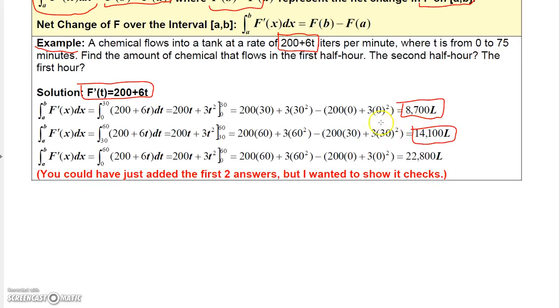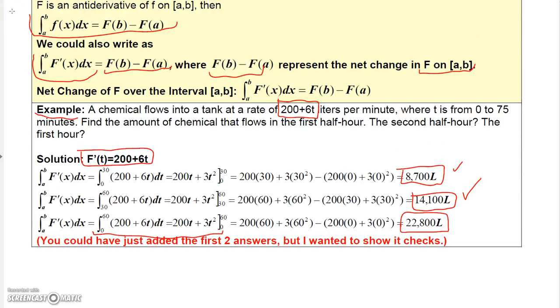Now, to find the net change over the entire hour, I don't really have to do the integral like I did here, integrating from 0 to 60, because I already have the net change for the first half hour and the net change for the second half hour. So you would just add these together and you get 22,800 liters. But if you do it this way, it works as well. You'll get the 22,800 as well this way. So anyway, that pretty much ends this section on the fundamental theorem of calculus, and now we're going to talk a little about area.